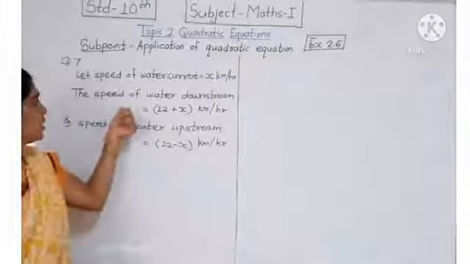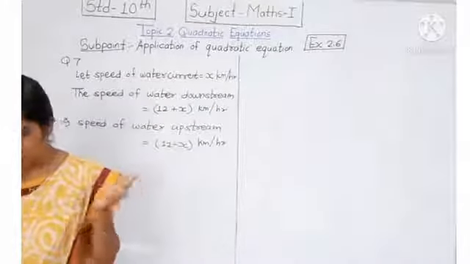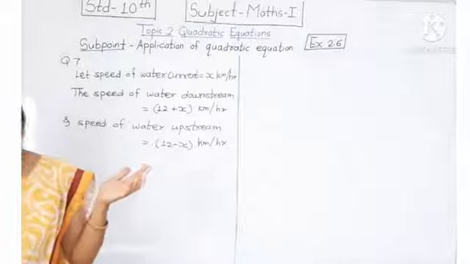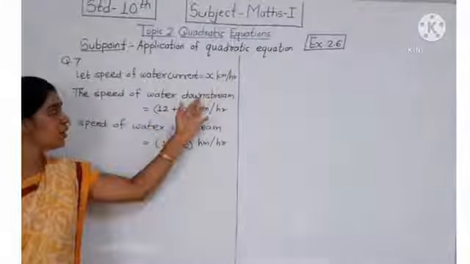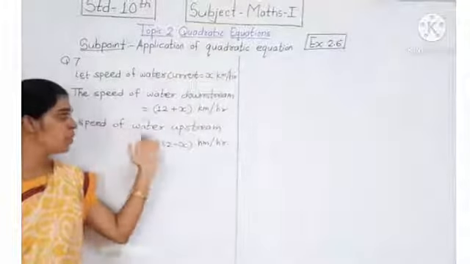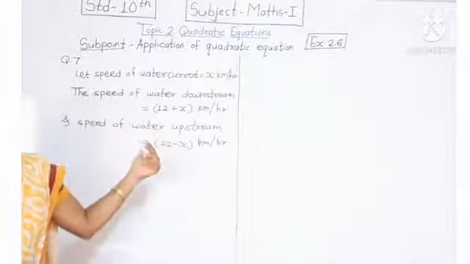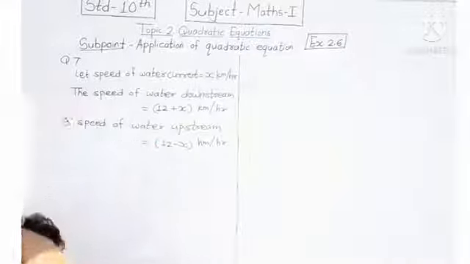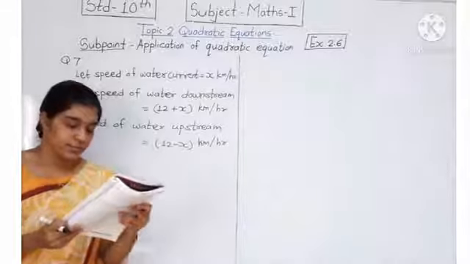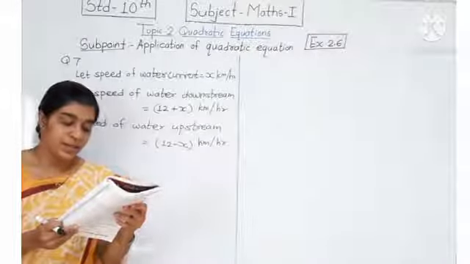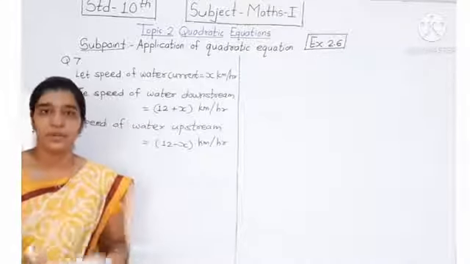Okay, understand this? The speed of water we have taken as x, and we have been given the speed of boat, 12 kilometer per hour. So the speed downstream is 12 plus x, and the speed upstream is 12 minus x. Therefore, from the given condition, what is the given condition? He requires 8 hours to travel 36 kilometers.